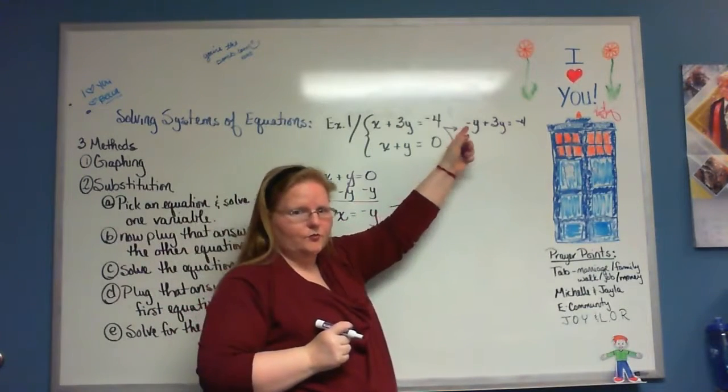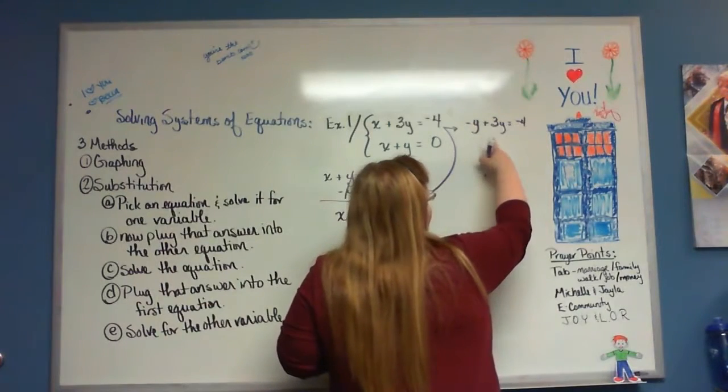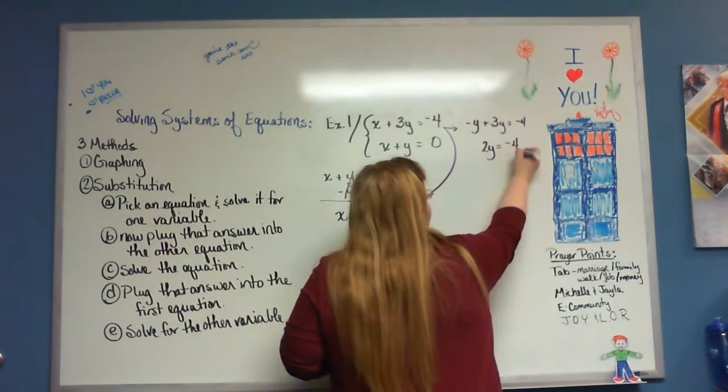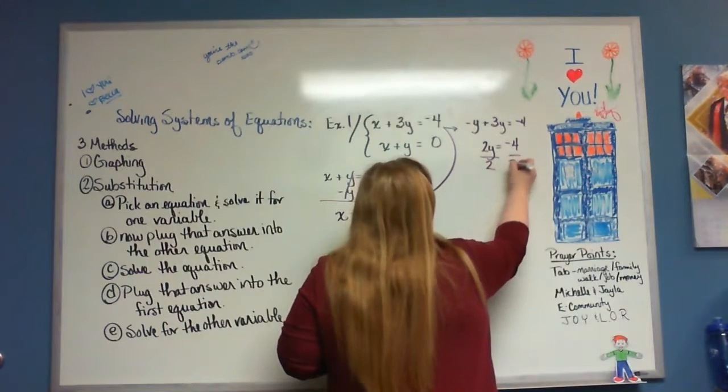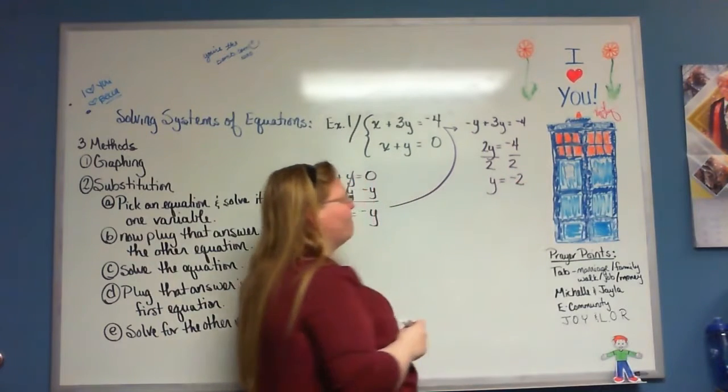This is step 2. Step 3 is solving for y. So negative y plus 3y, that's 2y, equals negative 4. Divide both sides by 2. Y must equal negative 2.